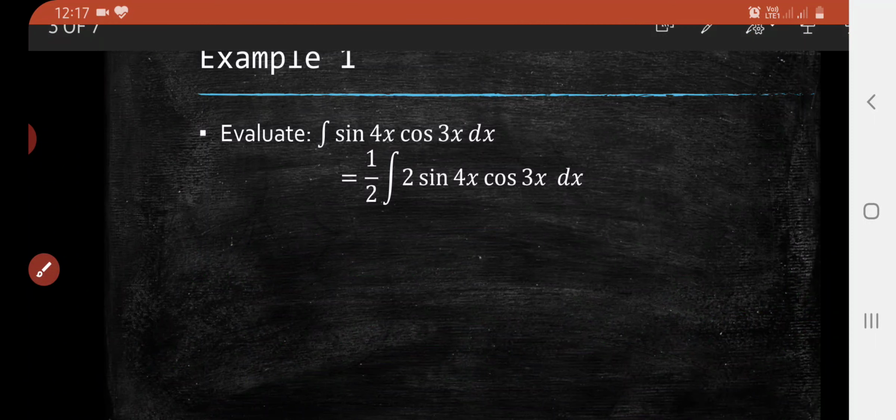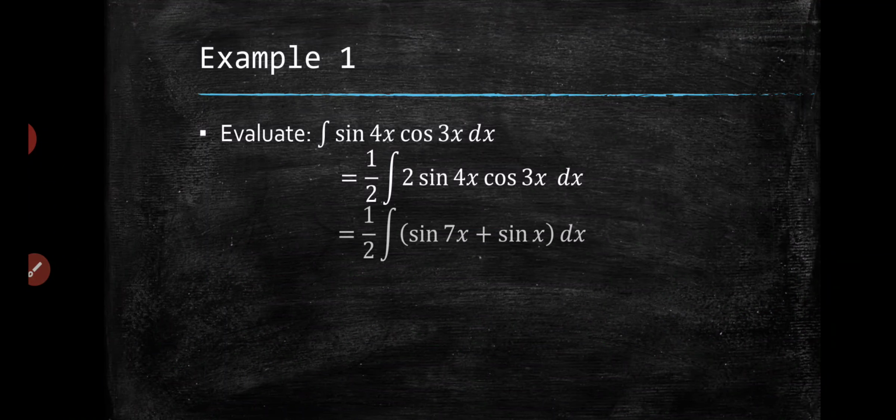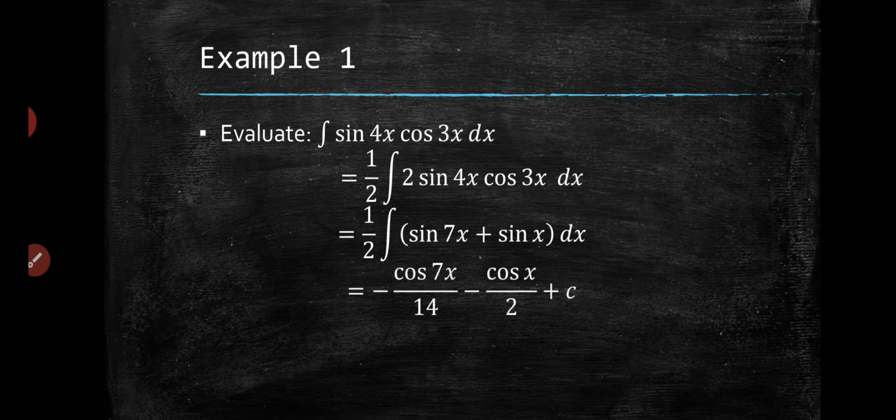If we do so, what do we get? sin(a plus b), that is 4x plus 3x, that is 7x, and a minus b, that is 4x minus 3x, that is x. Now the function is in integrable form, so let us do the integration directly. The integration of sin 7x is minus cos 7x by 7, and the integration of sin x is minus cos x. Therefore your answer is minus cos 7x by 14 minus cos x by 2 plus c.